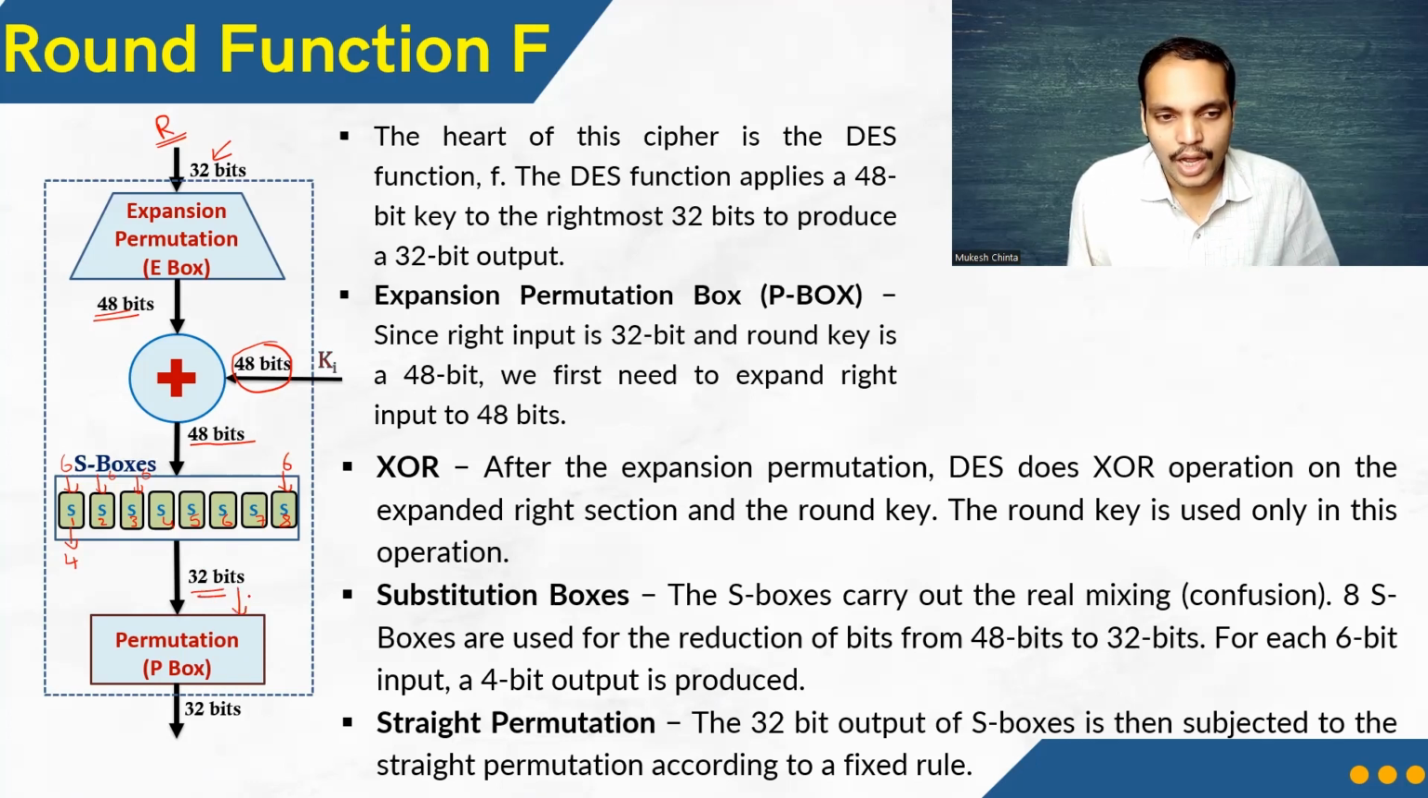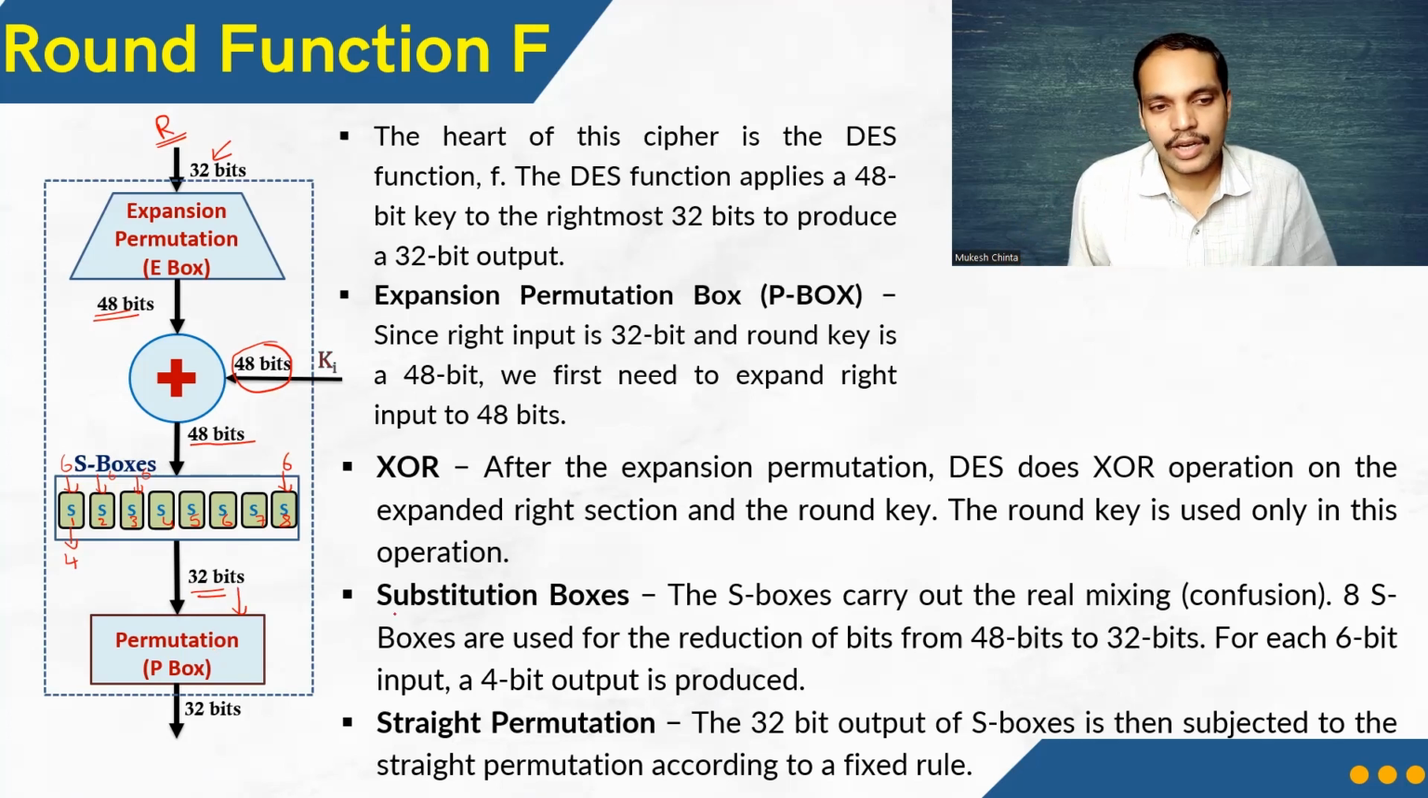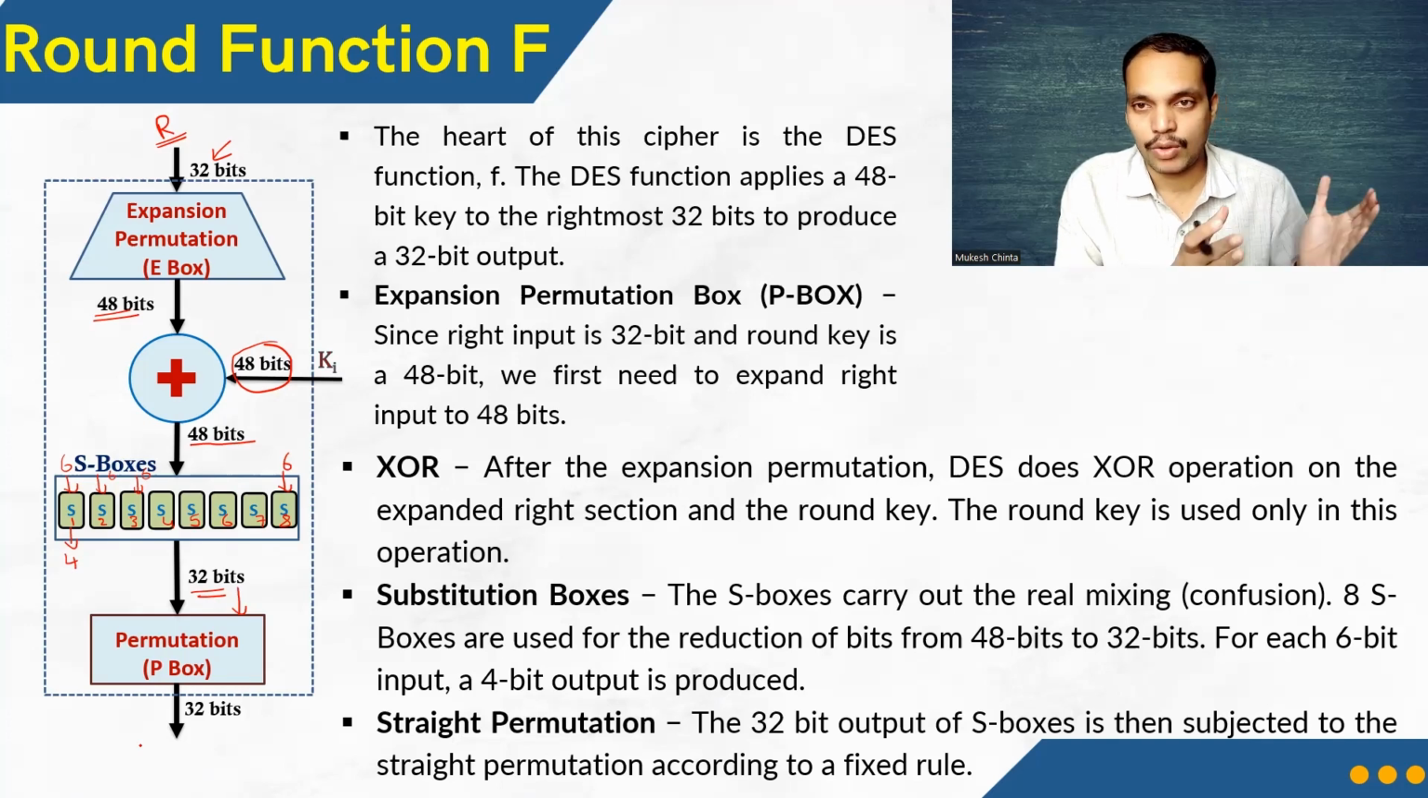These 32 bits are now issued as an input to the P box, or permutation box, which will rearrange these 32 bits in some particular order. That's it. And then it will issue the 32-bit output, which will then be exclusive ORed with the left hand side, as you see in the original round structure.